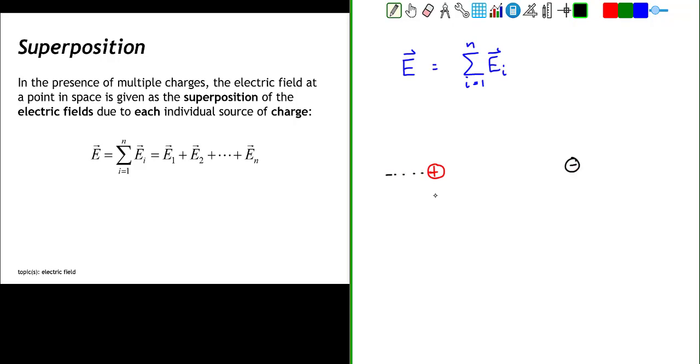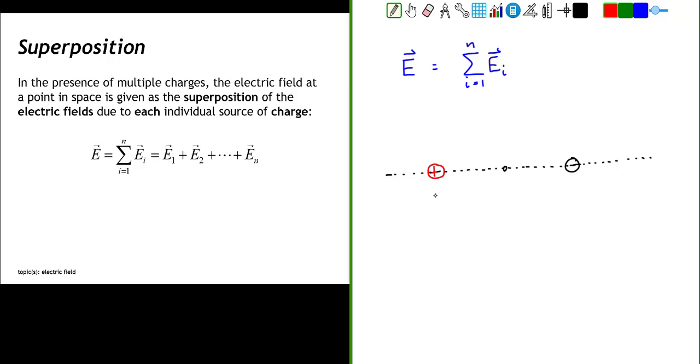Let's start off by looking at a point right in between this electric dipole. Now remember, an electric dipole is a pair of opposite charges equal in magnitude. Let's look at that point right in the middle of the two. Because that is a point in space, and because there is no charge at that point, there is no electric force at that point. However, there is an electric field at that point, and that net electric field is due to the contributions of the positive and the negative charges.